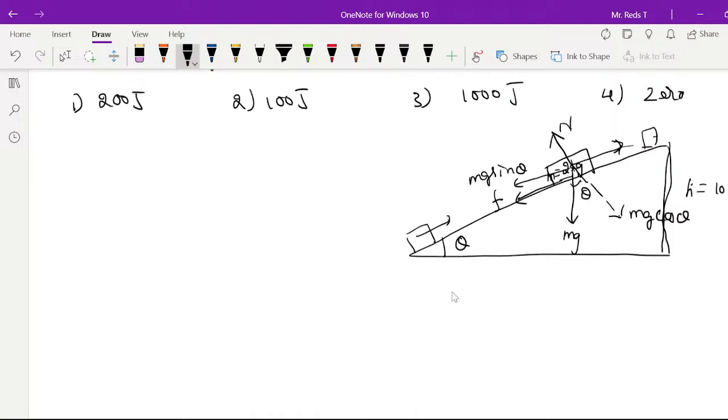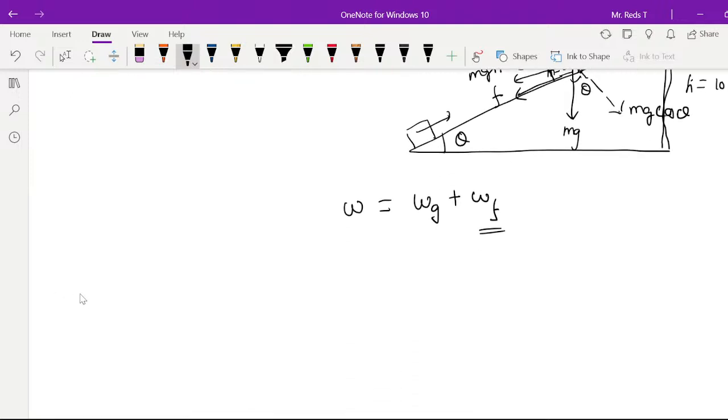But what are we asked to find? Work done by friction. So in moving up, the total work we are doing should be equal to the sum of the work done by the gravitational force mg sin theta plus the frictional force. So work done by net force is equal to work done by gravitational force plus work done by frictional force. But you are asked to find work done by frictional force. So this implies work done by frictional force is equal to work done by net force minus work done by gravitational force.